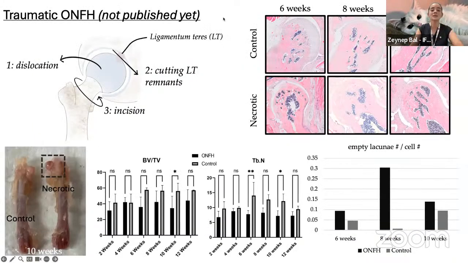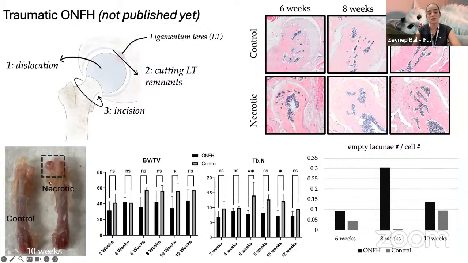So this is not published yet, but we are so into the elucidation of the molecular mechanisms behind traumatic osteonecrosis. There was no mouse model, so we decided to develop one, and I think we did. But what I want to show you is that again the vascularization causes this. So we dislocated and cut the remnants and then made an incision.